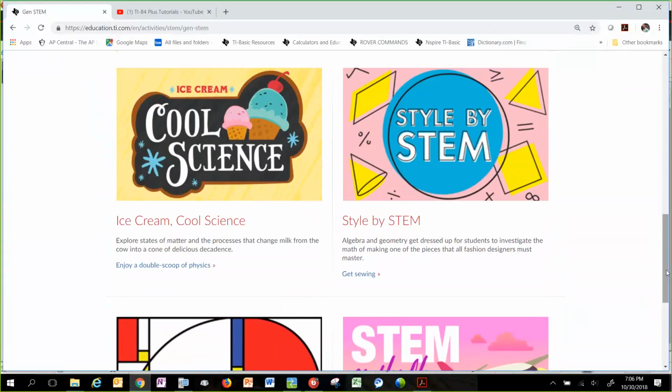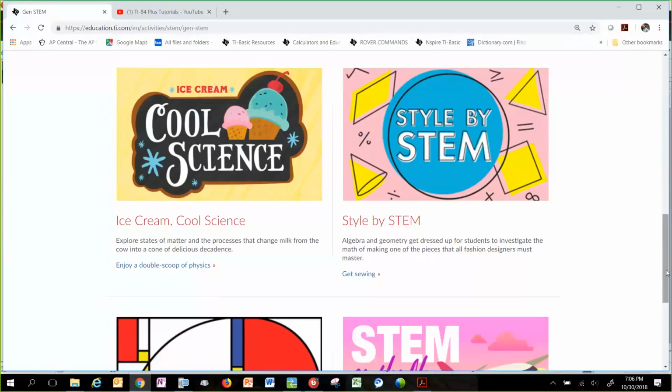The Style by STEM is a really cool activity that gets into fashion design. So the whole point of STEM Behind Cool Careers was to help teachers help students see that math and science are present in just about every career possible. And so we try to find some careers that students may not think about as STEM careers. So the ice cream activity is really about food science.